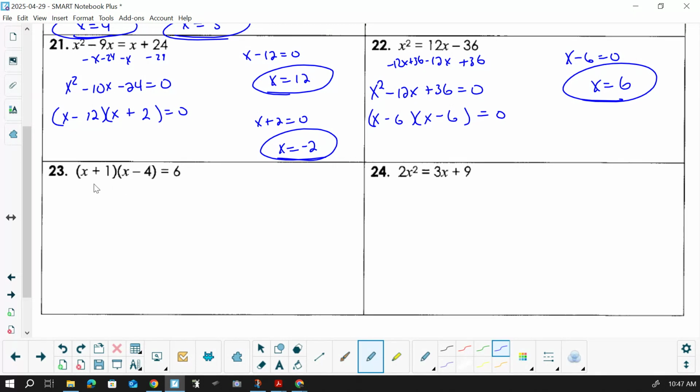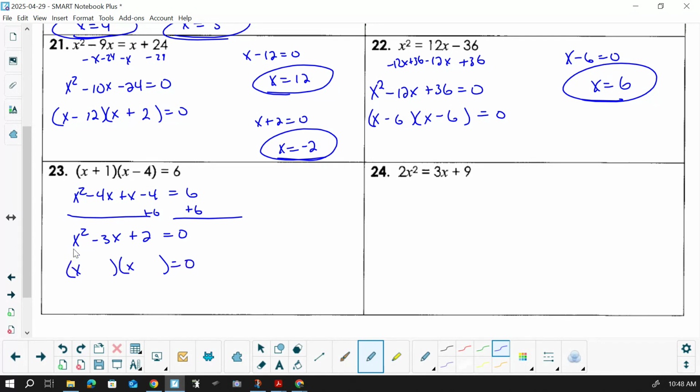Okay, last two. First we have to multiply these together, then get the 6 over there. So x squared minus 4x plus x minus 4 equals 6. Add that 6 to both sides and combine our like terms. And we get x squared minus 3x, right? Put those together. Plus 2 equals 0. And then we'll factor it.